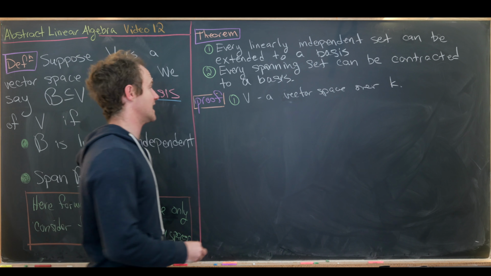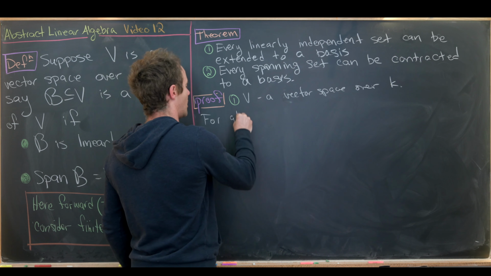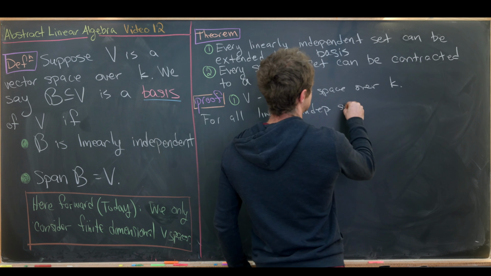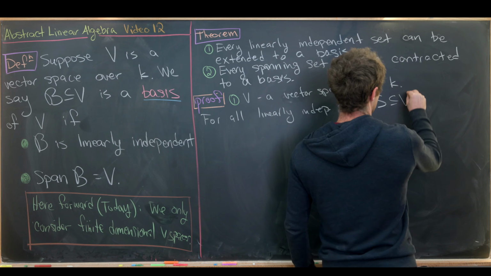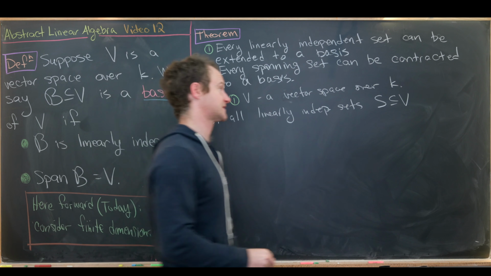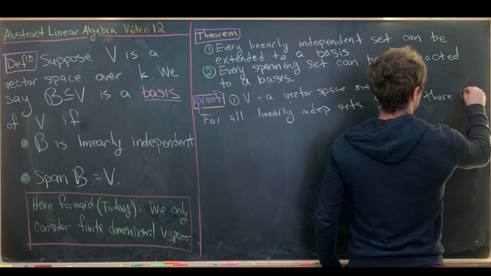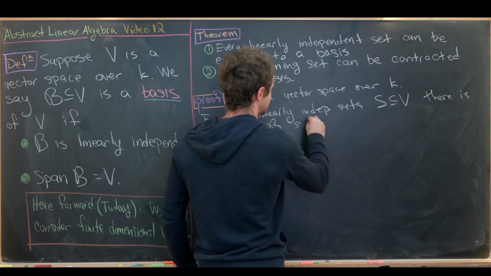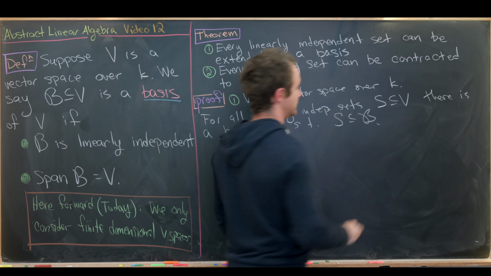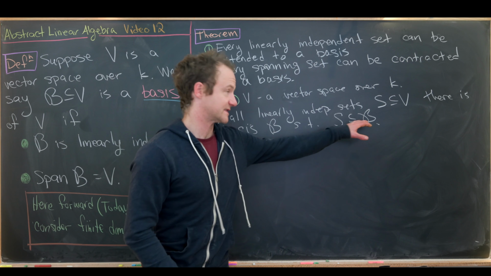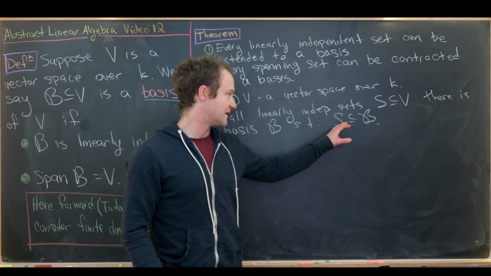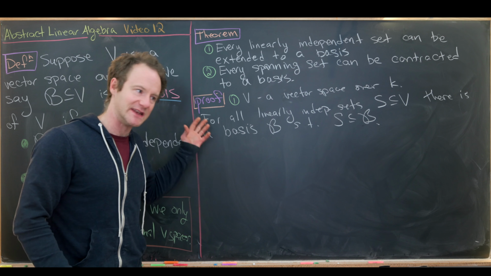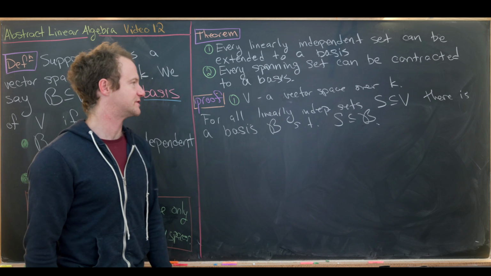And then what this is saying is that for all linearly independent sets S, which are subsets of the whole vector space, there is a basis B such that S is a subset of B. Whatever is in B that is not in S can be seen as the extension here. So we had to extend S until it was all the way up to B.